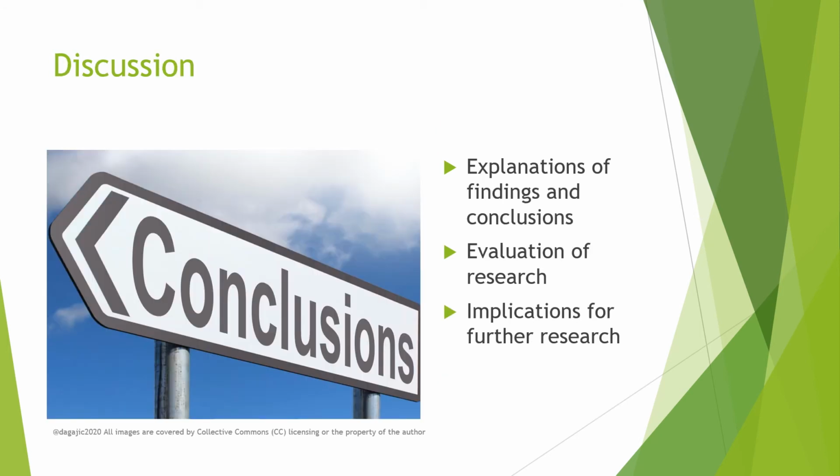The discussion then. This is where you get to explain your findings and conclusions. So you might want to talk about any anomalies. If your research didn't support your original prediction, why not? If it did, what does it mean? You might also evaluate the research here. What are the limitations? What were the problems? What would you change if you were to repeat that research? And finally, what are the implications? So it might be real world implications, or it might be implications for further research that needs to be undertaken.